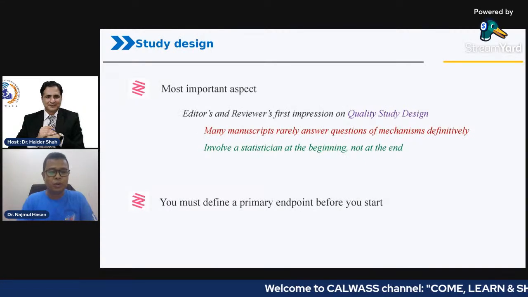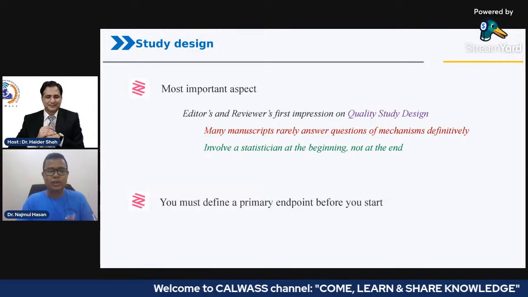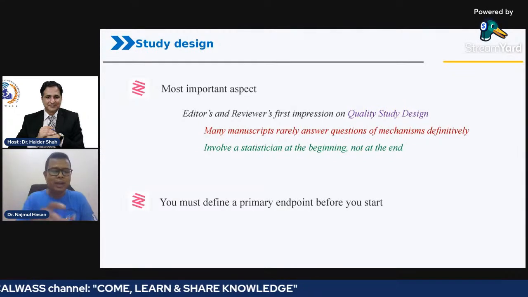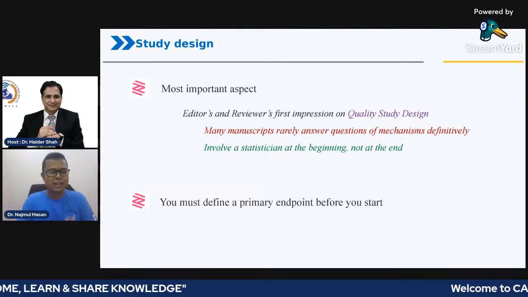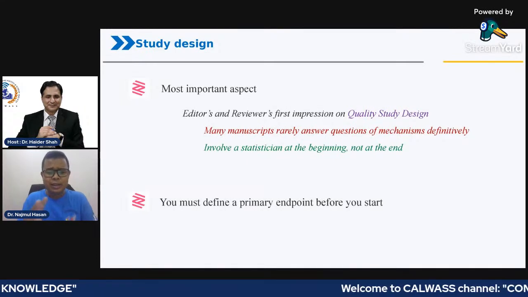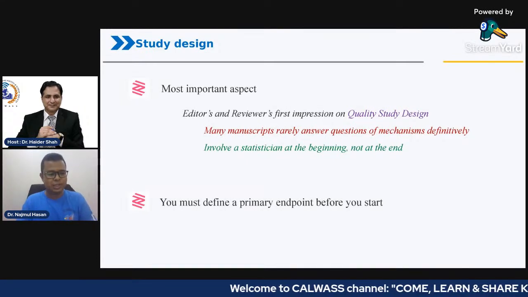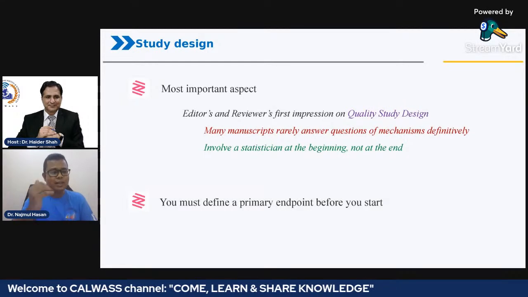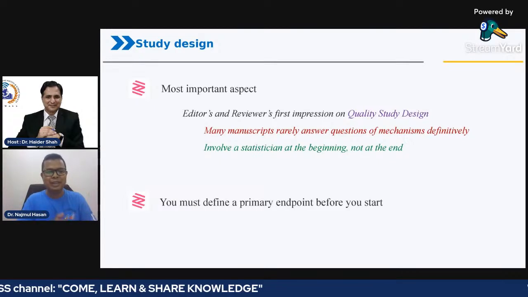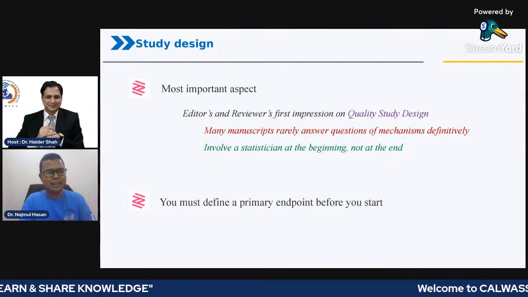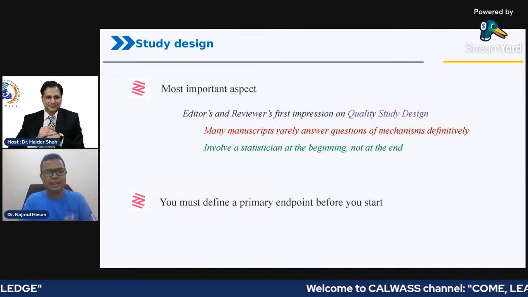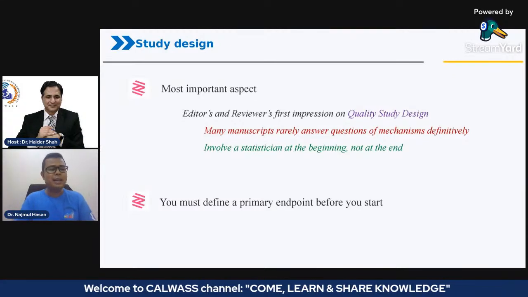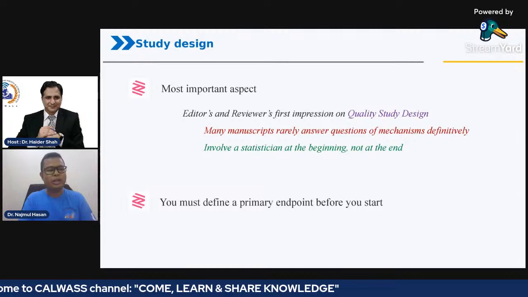So first of all, as an editor, as an editor in chief in my domain, or as a reviewer, my first impression is the quality of study design. Quality of study design doesn't indicate the methodology section, I mean section 3, or in some cases section 4. It doesn't mean the methodology. It means from title to conclusion or appendix. So how you designed your study matters. The quality of study design enhances the acceptance rate in quality journals.